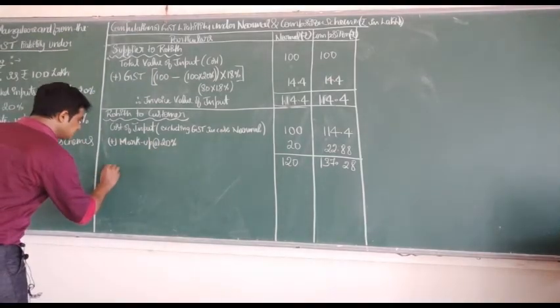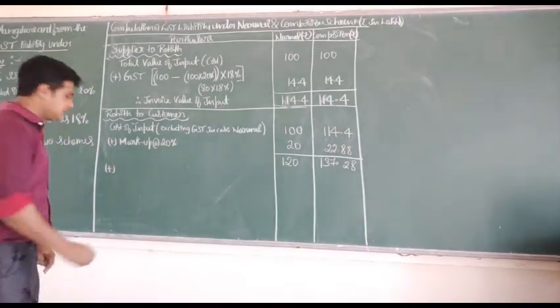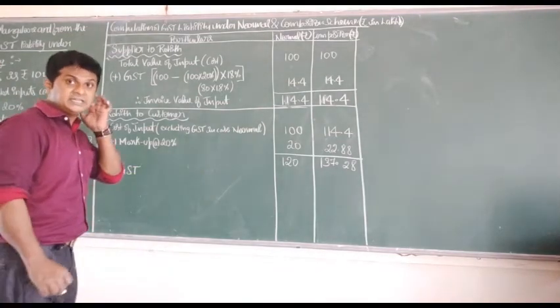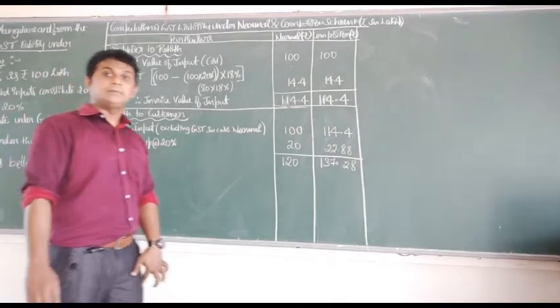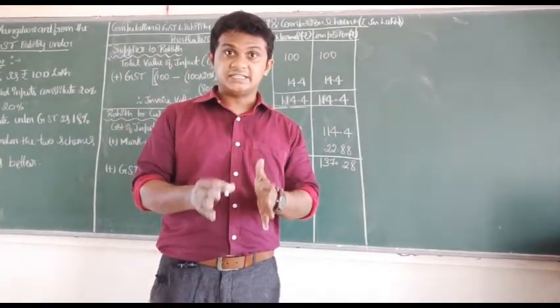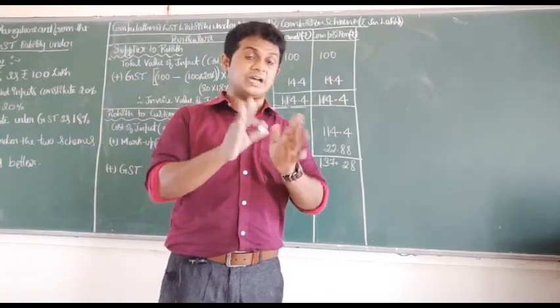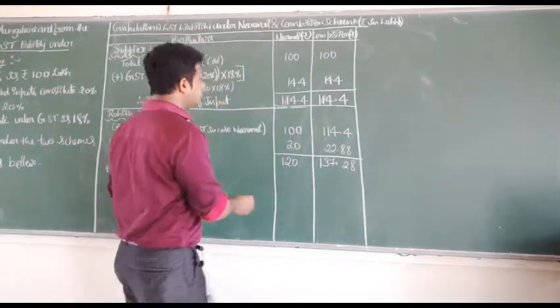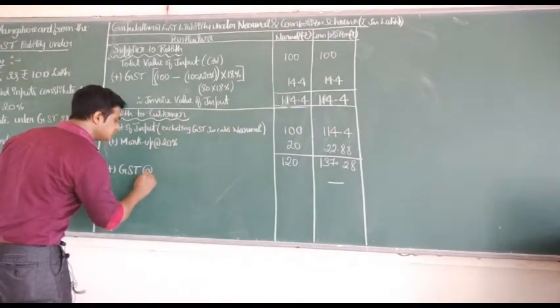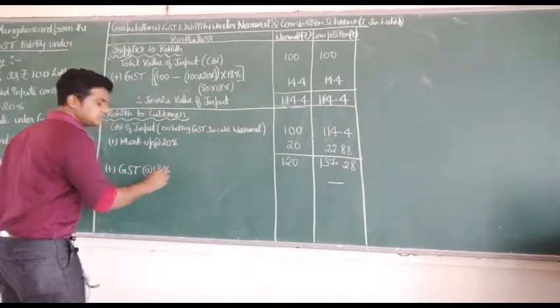So to this what needs to be added? GST should be added. So we have to add GST, that is in case of normal scheme, because composition dealer cannot charge GST in his input. So as per GST Act, only under normal scheme we have to add GST. So GST at what percentage? At again same percentage, which is 18.